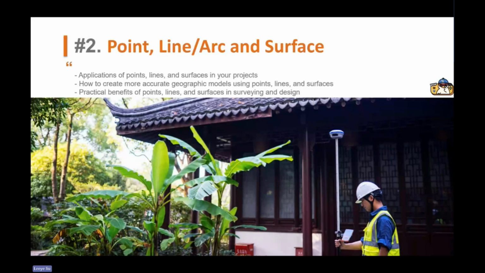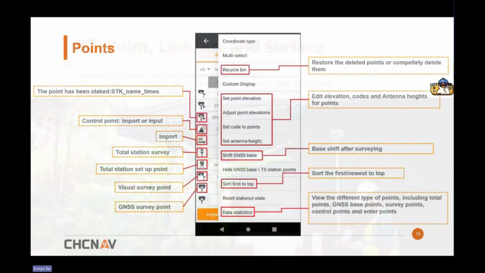The second part is about the point, line, arcs, and surface. This part is mainly about applications of points, lines, and surfaces in your projects, how to create more accurate geographic models using them, and also the practical benefits of them in survey and design. We move to the first one, the points.